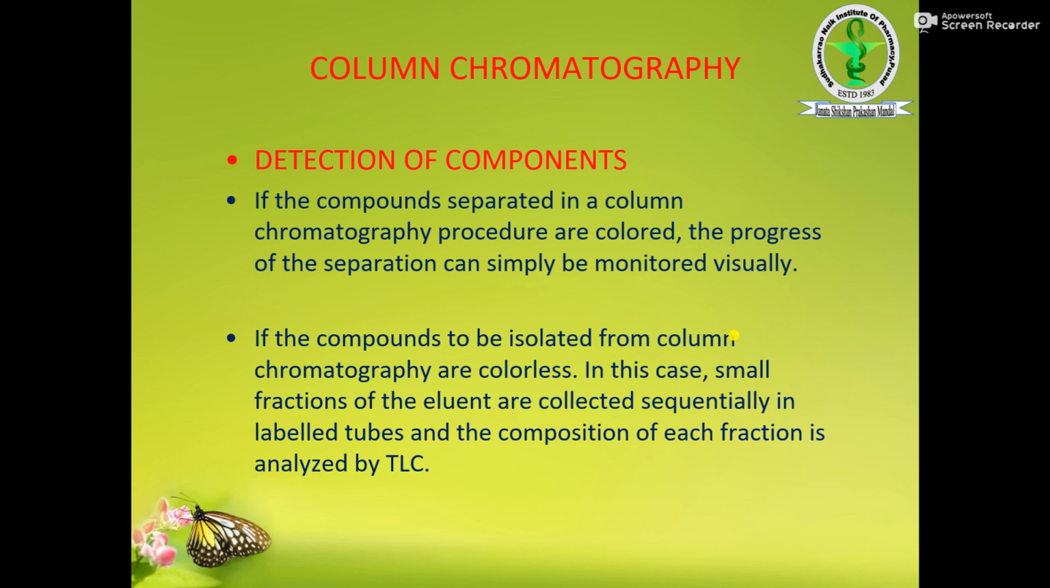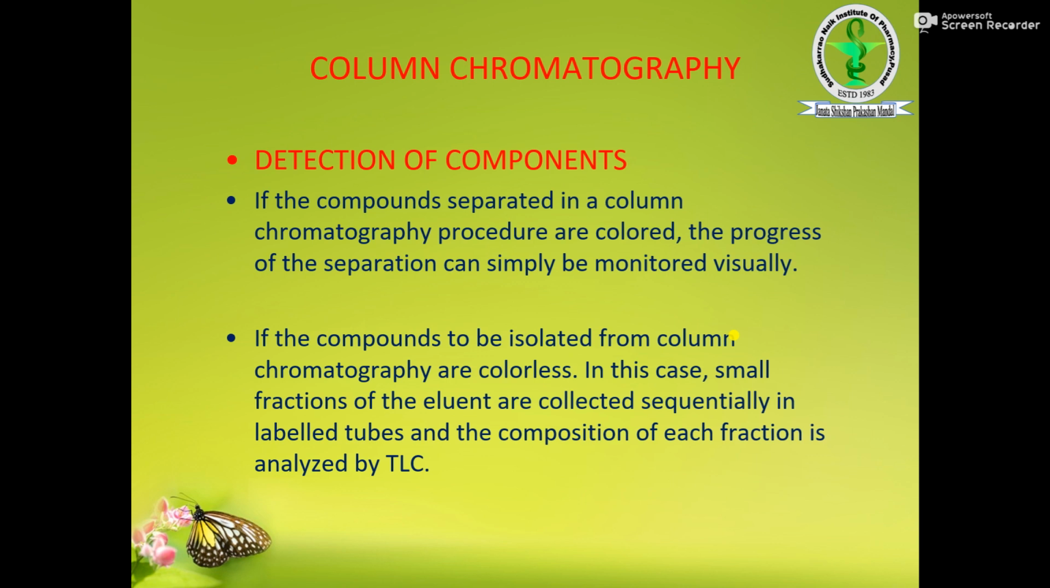If some components to be isolated from the column are colorless, then in this case small fractions of the eluate are collected sequentially in labeled tubes, and the composition of each fraction is analyzed by TLC.